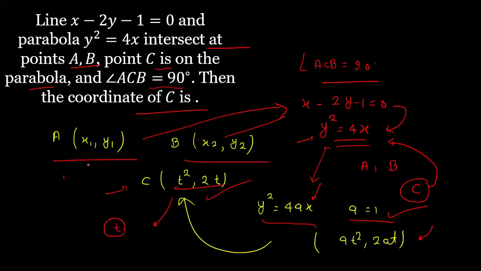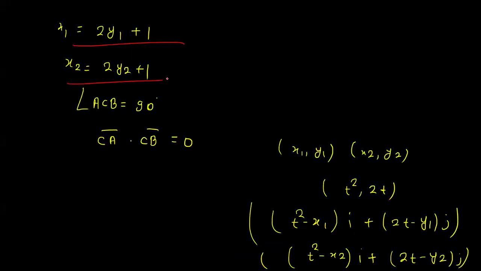So A and B are both points lying on this line. So we can put these coordinates in this line, and these become two equations. And the third condition is giving that angle ACB is 90 degrees.